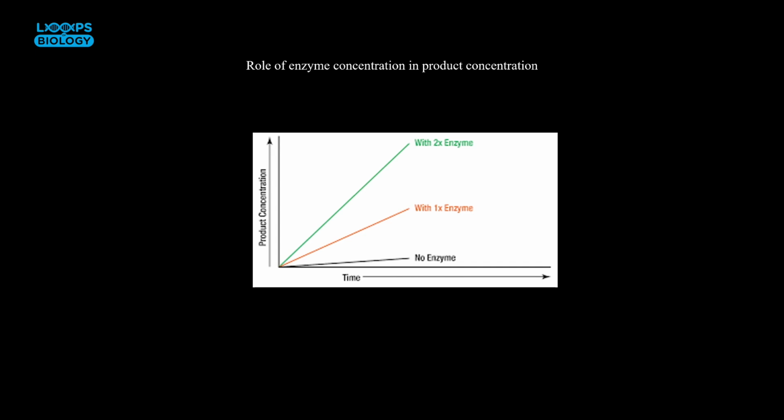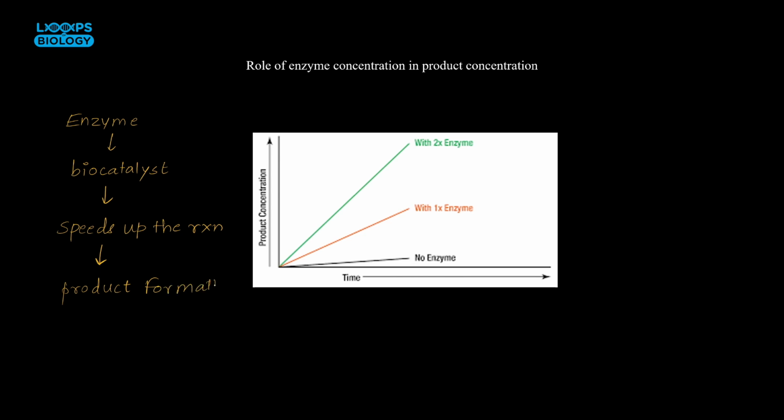That is the role of enzyme concentration in the product formation. That is product concentration. As we have seen, enzyme acts as a biocatalyst, right? So enzyme is nothing but your biocatalyst. Biocatalyst, as the name suggests, is going to speed up the reaction. As the speeding up of the reaction suggests, the product formation will increase.